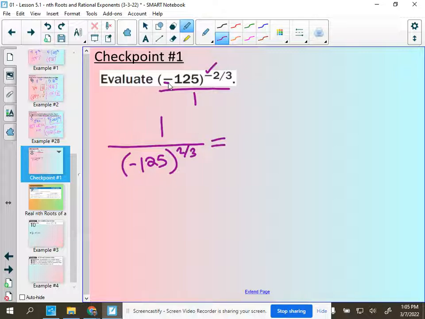Next part would be to change your forms. Okay, so I'm going to stay down here. I'm going to get my negative 125. We're going to take the cube root of that and eventually take this to the 2nd power.